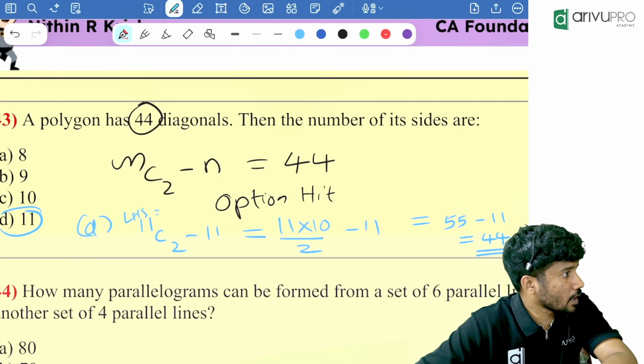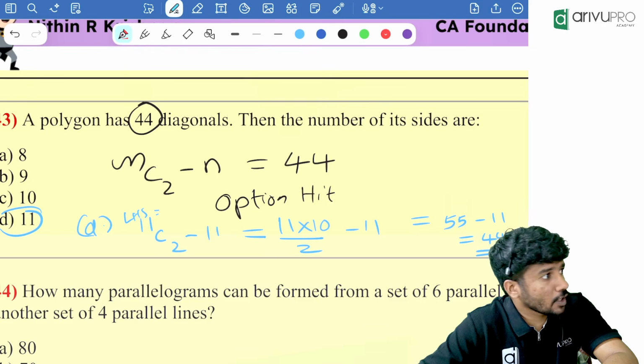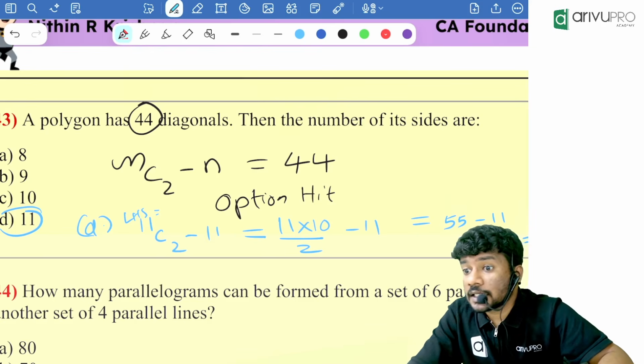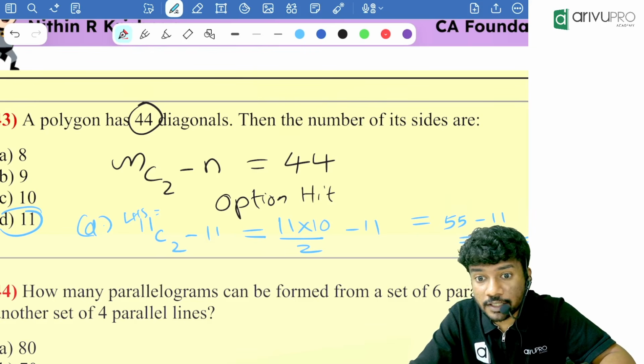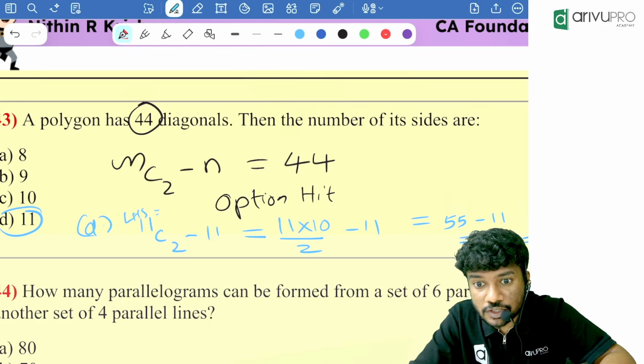Rest of you, are you getting it? Yes, Sugrada, you got it. Are you getting it? Please confirm it to me. Yes. Got it? Everyone got it? Everyone understood this?